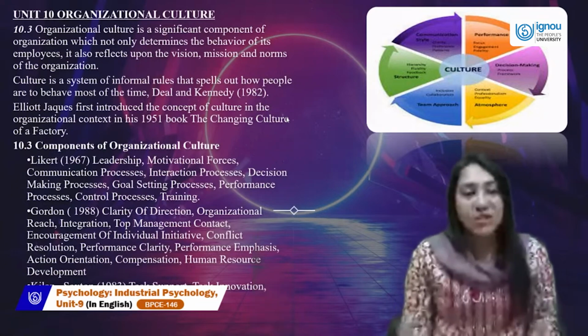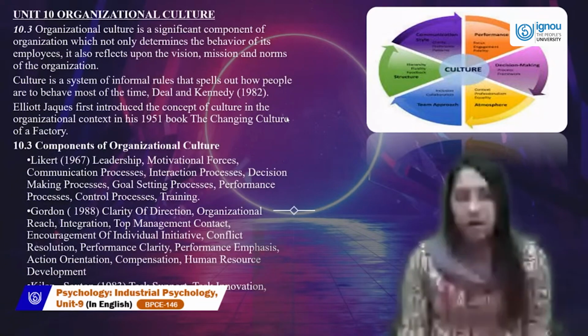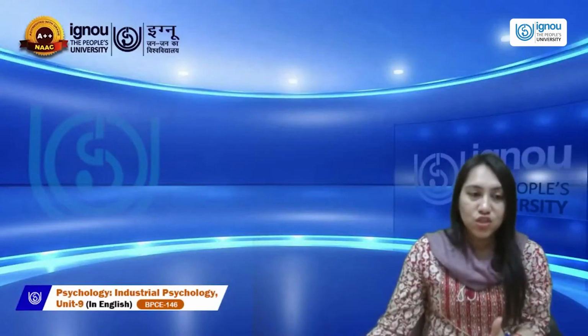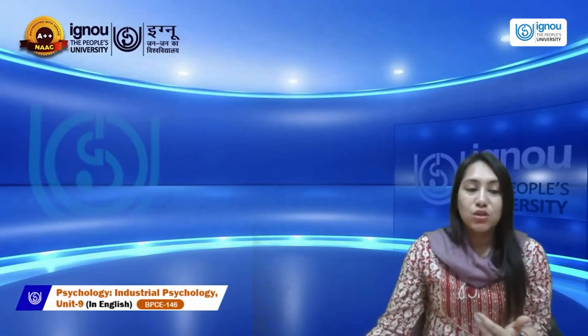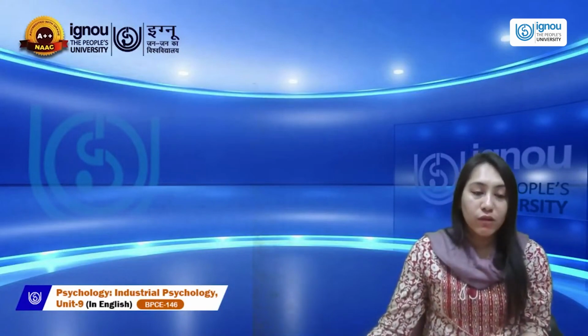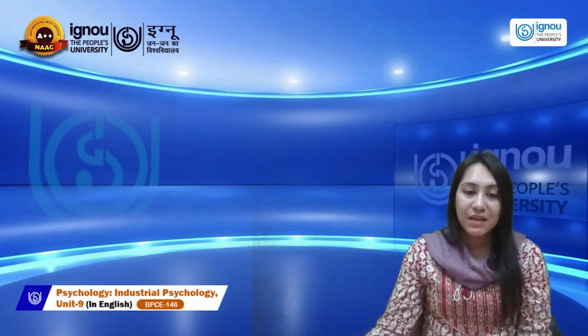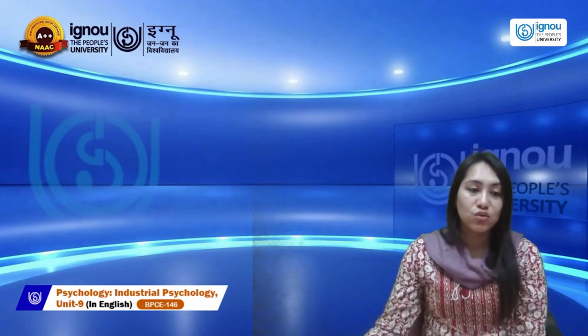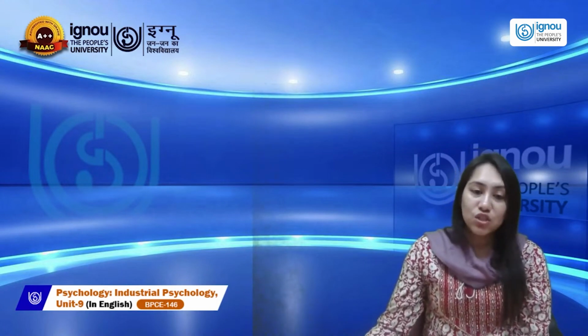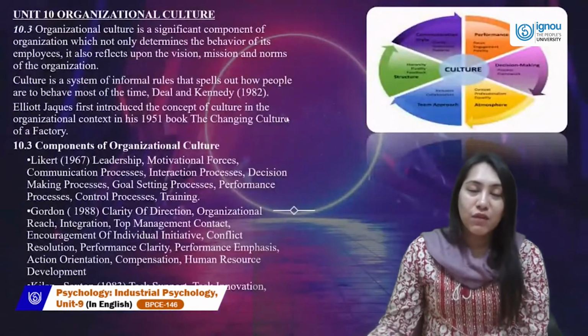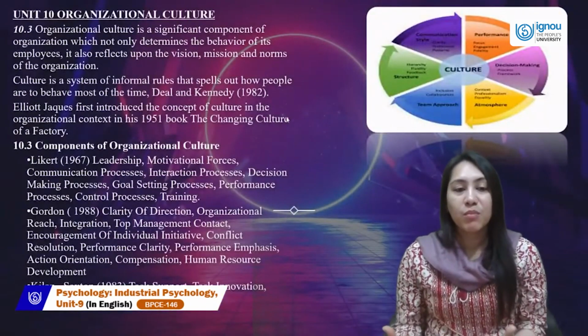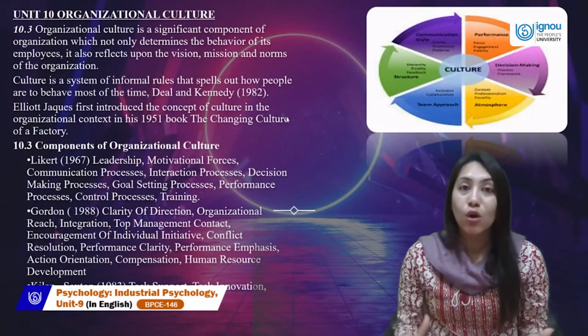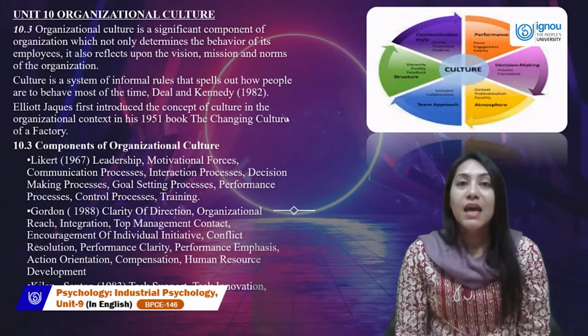Culture is an unsaid rule which comprises of norms, clarity of direction, organizational reach, integration, top management contact, conflict resolution, performance clarity, performance emphasis, action orientation, compensation, and HR resource development. So see, HR resource development and compensation were getting a lot of importance in 1988.